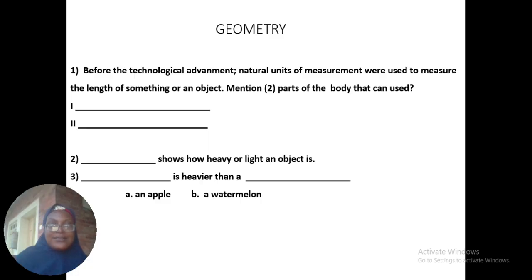So now if you want to compare between two objects, let's assume I have my phone and a marker and I want to compare them. You know that a phone will be heavier than the marker. So I will say the phone is heavier than the marker. But if I want to do it the other way around, I will say the marker is lighter than the phone.